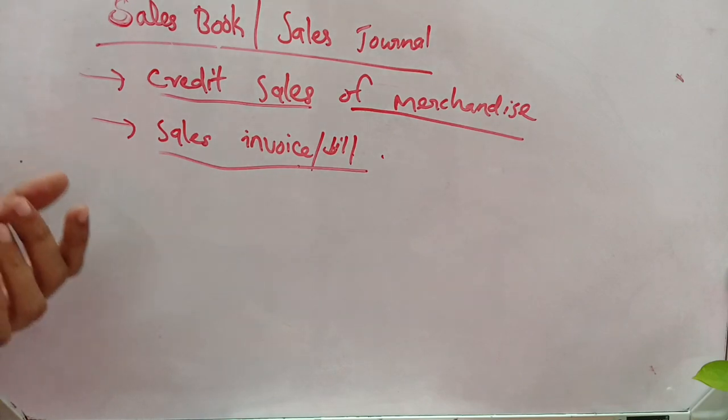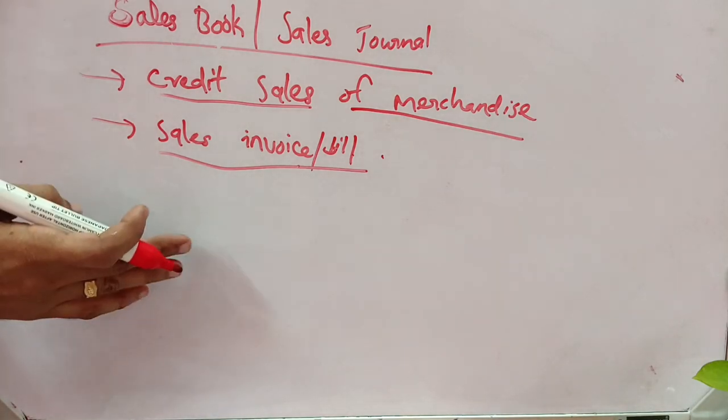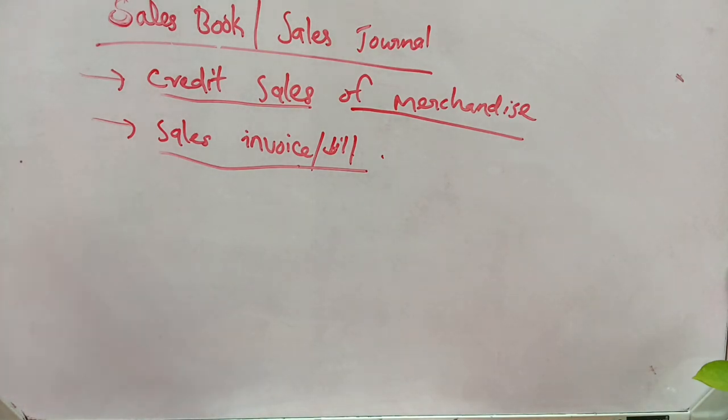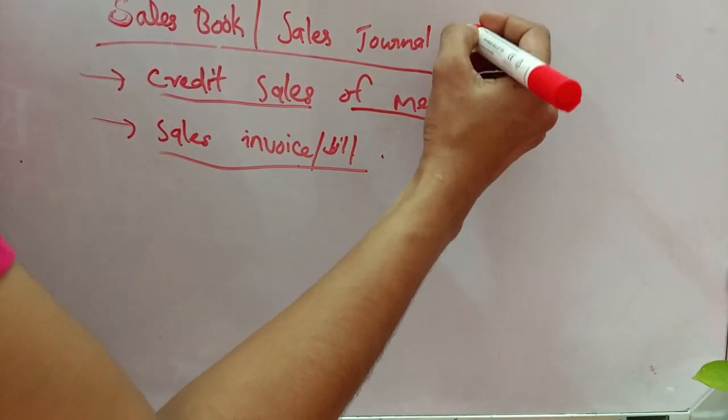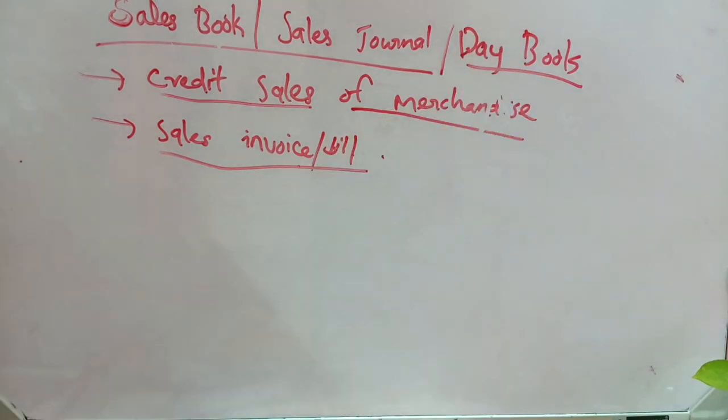The sales invoices are issued to the customers net of trade discount or quantity discount, so that net amount should be recorded in the sales book or sales journal. That net amount will be taken into consideration while recording. The sales book or sales journal, otherwise we can call it the day book. So these are the points to be remembered regarding the sales book.